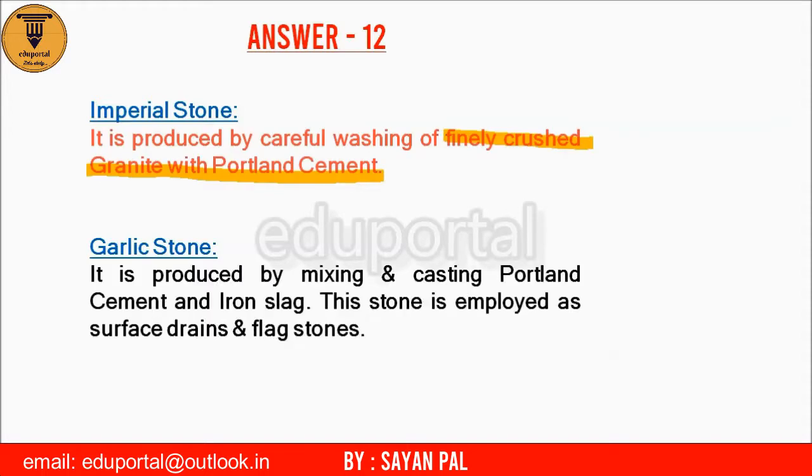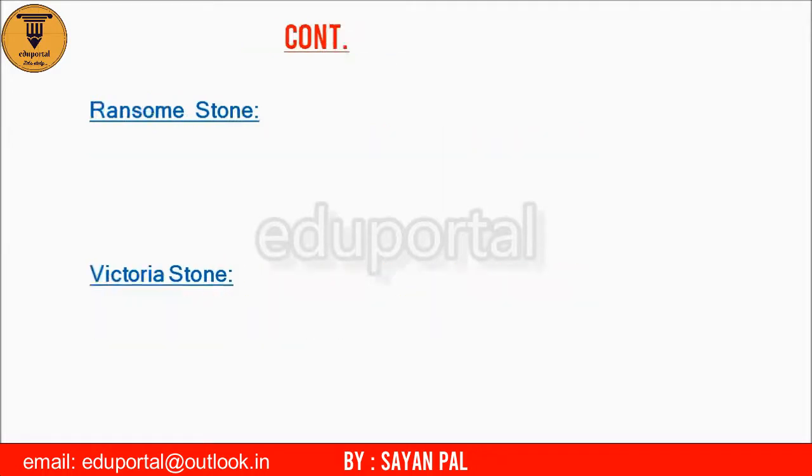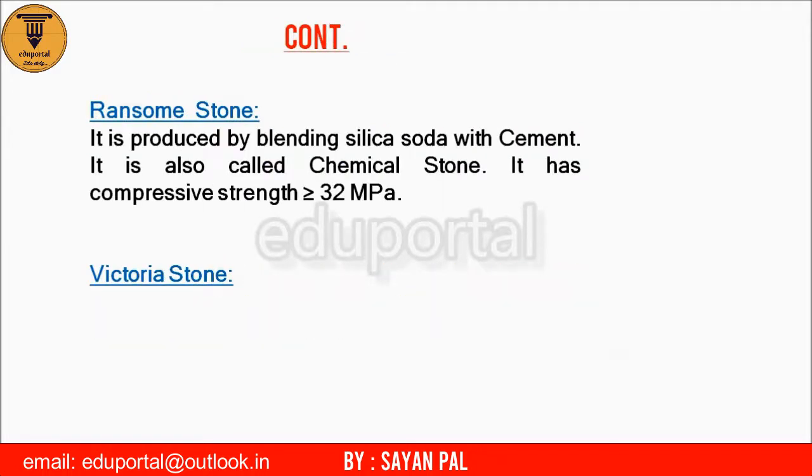Okay. Second is garlic stone. It is produced by mixing Portland cement and iron slag. And then ransom stone, it is produced by blending silica soda with cement. It is also called chemical stone.